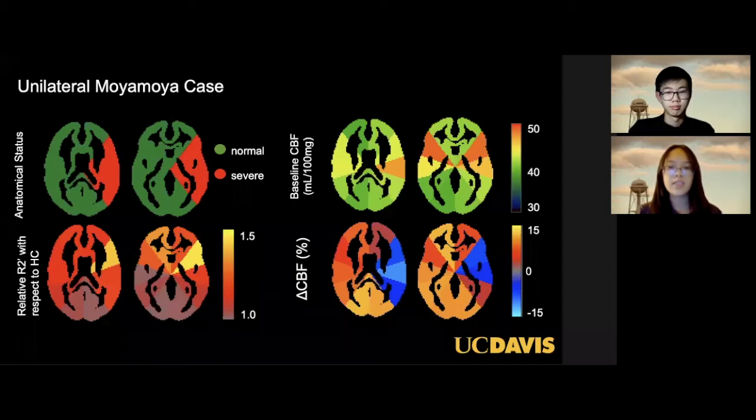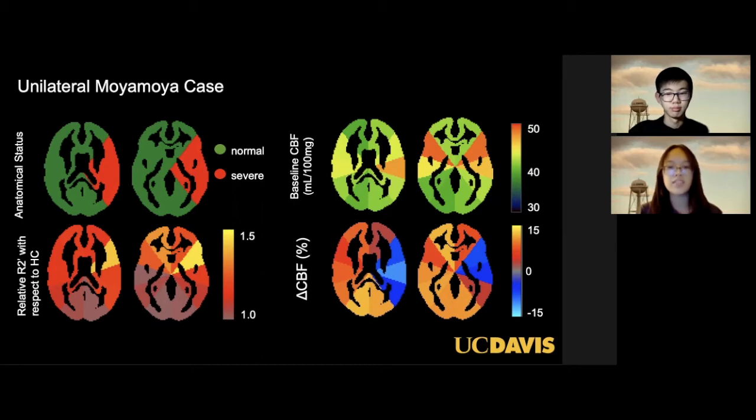Relative R2' values with respect to healthy control averages were then calculated per ROI. This ratio was performed to serve as a baseline comparison between healthy and Moyamoya cohorts. As shown with this unilateral Moyamoya case, there is less change in the posterior region with respect to the healthy control. However, there appears to be some degree of R2' elevation across the whole brain, irrespective of anatomical status.